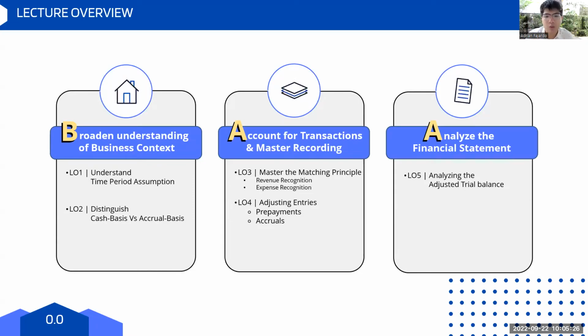So the very first step that we want to do is first broaden our understanding of the underlying business context. So we'll go back and review and take a deeper dive into one of the key concepts in accounting, which would be the time period assumption. So we're going to take a look at that. And then from there, we're going to try to relate it in terms of distinguishing between cash basis accounting versus accrual based accounting. And then once we're clear in terms of the differences and the similarities between cash basis and accrual basis, then we're going to go into understanding our adjusting entries.